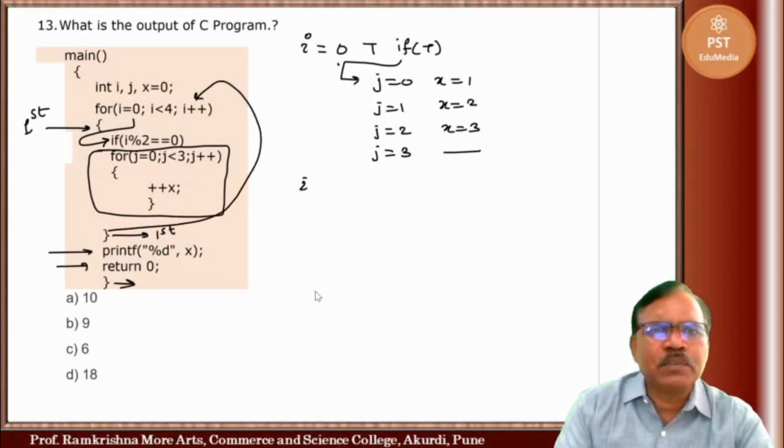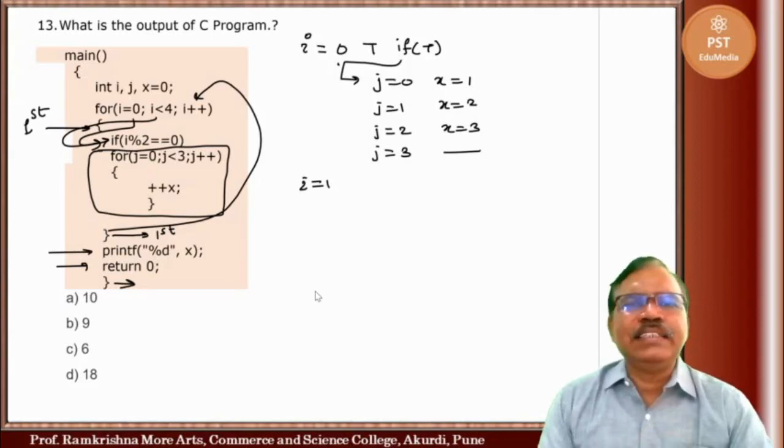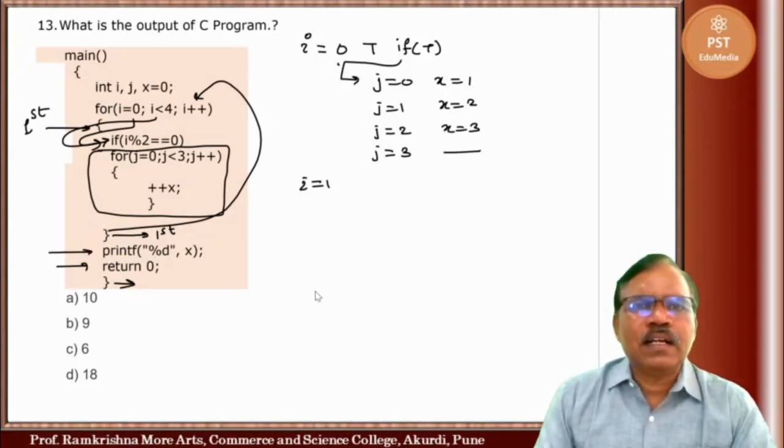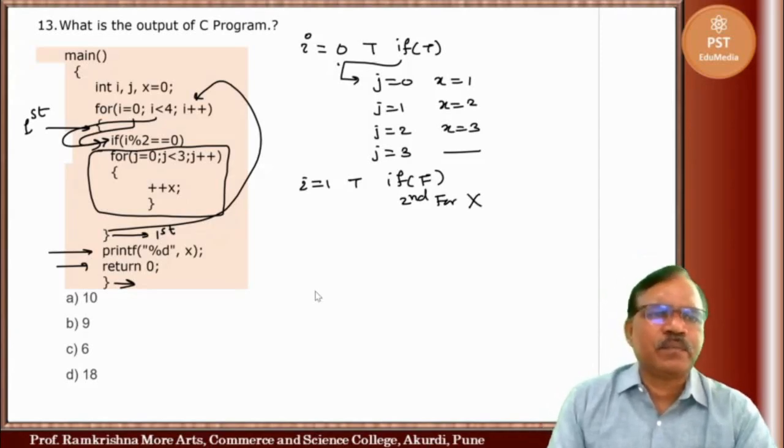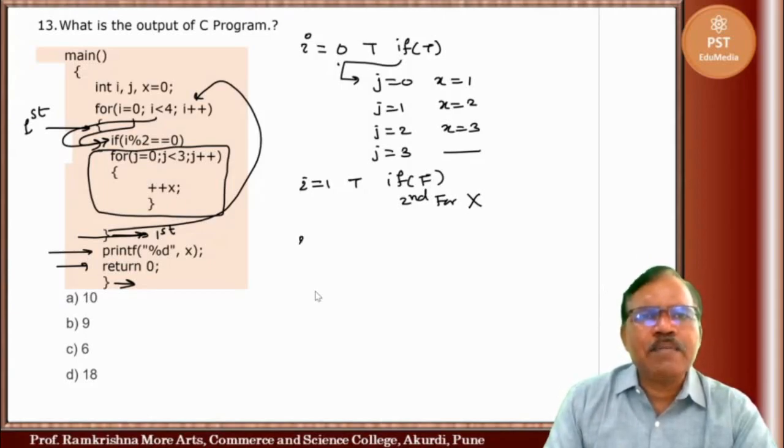i becomes 1. Now what happens here? The condition is true, it enters here. The if condition, so what happens? The first condition is true, but the if condition is false, so the second for loop is not executed. So it will directly go to the end of the first for loop. Then i becomes 2.